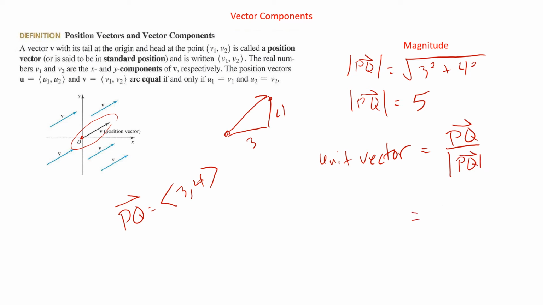So in our case, we have 3, 4 divided by 5, which is 3/5, 4/5. And that's going to be in the same exact direction. It'll overlap part of it, but the length of it will be 1. And so this is nice to know because we could take this unit vector, it's a direction now, and we could multiply it by whatever length we would need it to be.